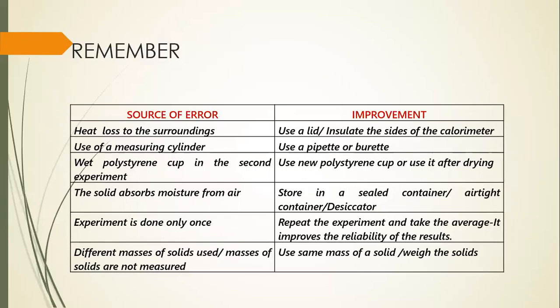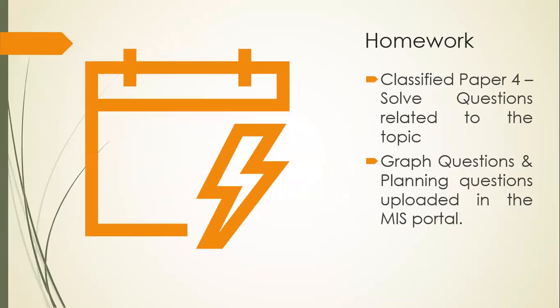Then there are a few things to be remembered, like what is a source of error and what is the improvement. For example, if in the experiment they are using a measuring cylinder to transfer liquid, and they ask how you can improve it, use a pipette or burette, because a measuring cylinder is for faster addition, while a burette and pipette are for accurate addition. So that is all about the topic.